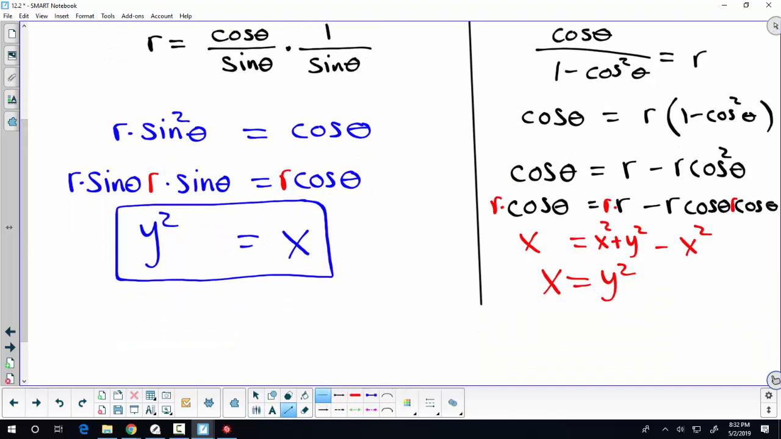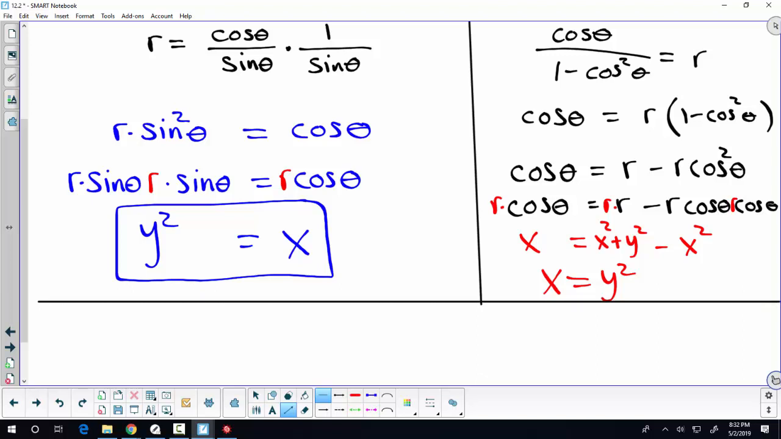Put it as y equals negative x. Yeah, be careful though, because it would be y equals plus or minus square root of x. So you'd get that square root curve and then a negative square root curve.